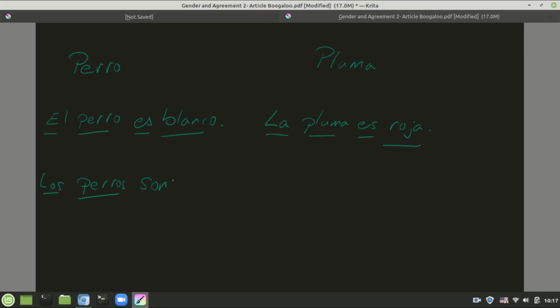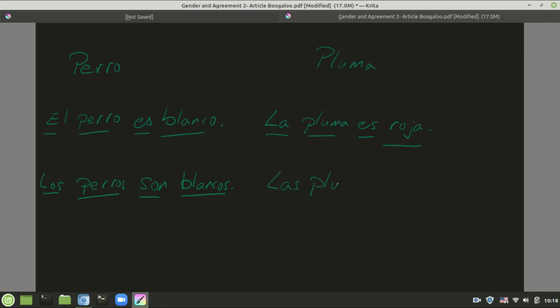And then this is getting into the next video lesson. We're going to take that adjective, blanco, and make that plural as well. So now we have los perros, the dogs, son blancos. They are white. If we're doing the same thing on the feminine side, we're going to take la and change it to las because we have multiples.